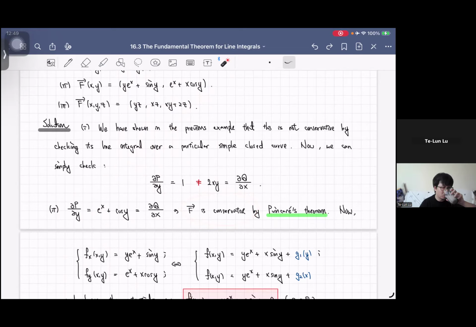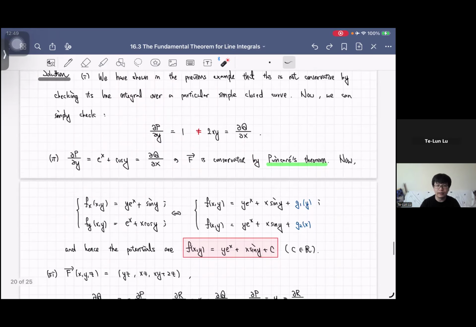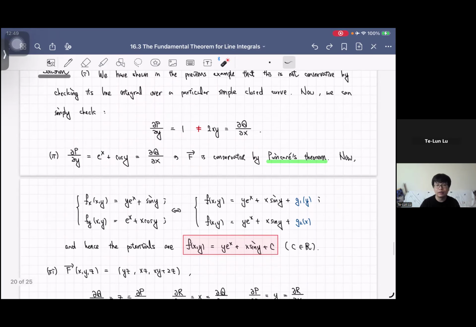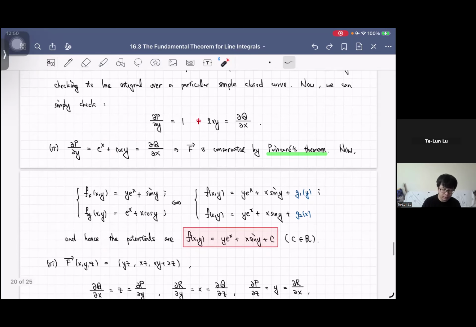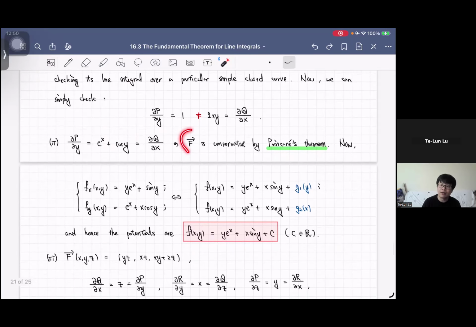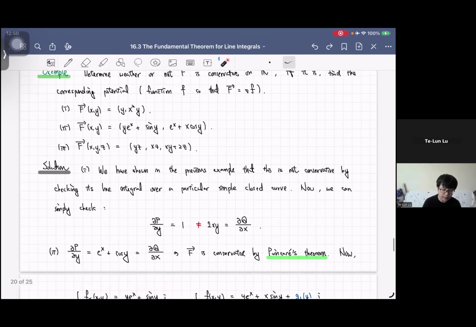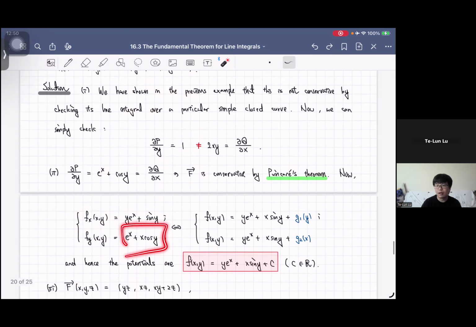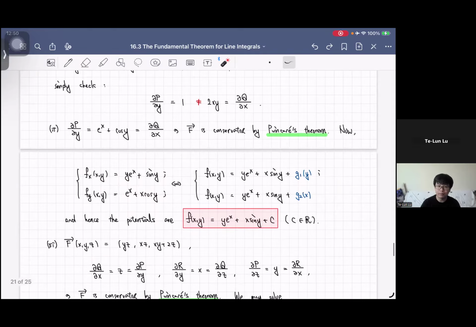This type of checking actually ensures that there will be a solution of this integration problem. Basically, we want gradient f to be capital F. So f_x will be the first component, which is this one, and f_y will be the second component. So now we have to do the partial integration.